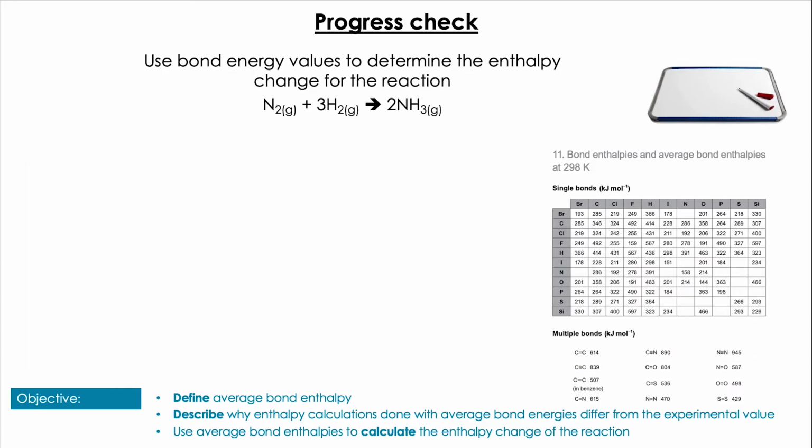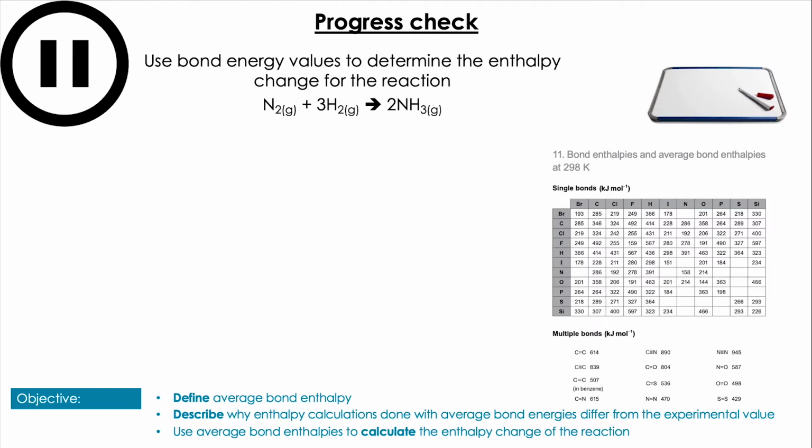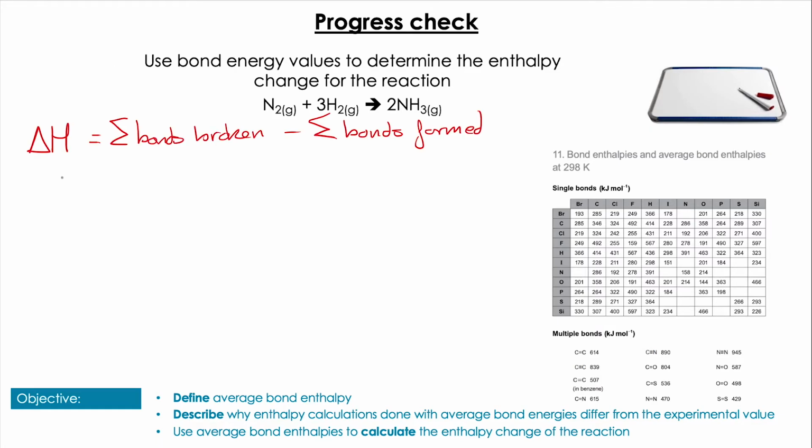Okay, so have a go with this reaction for the Haber process. Pause the video. So again, always good when we first get started to draw our Lewis structures of all of the molecules. So we have triple bond N, then we have hydrogen again times 3, and we have ammonia, which has 3 NH bonds and 2 moles of that.